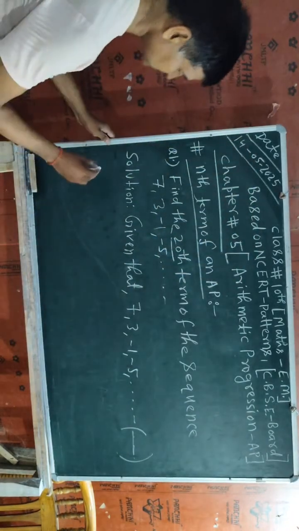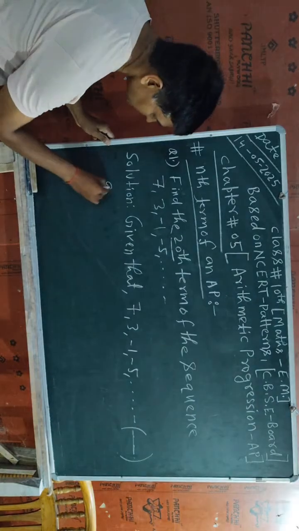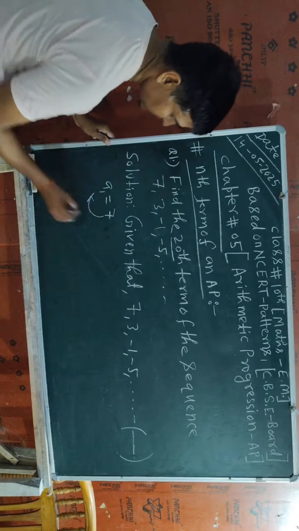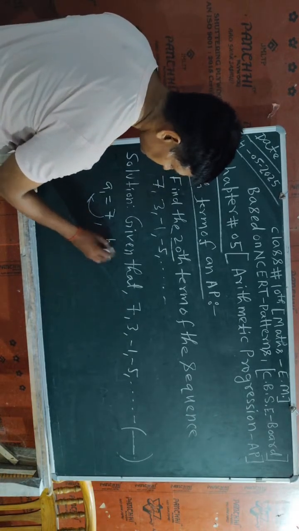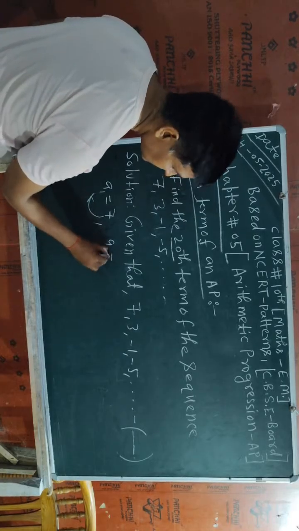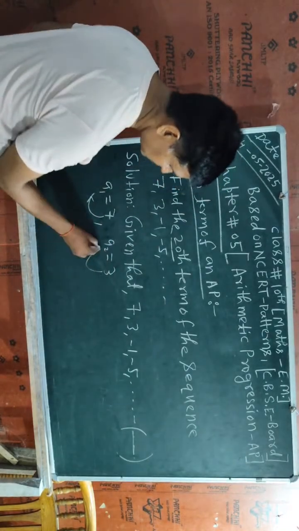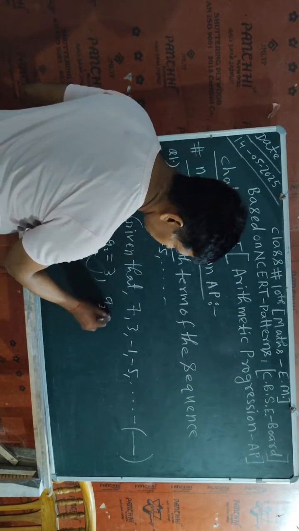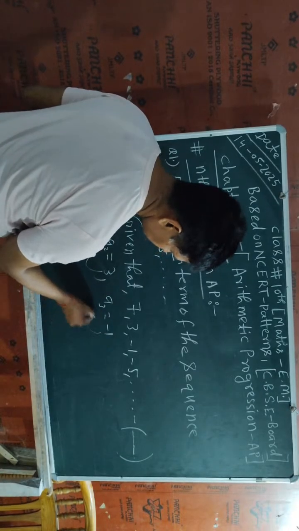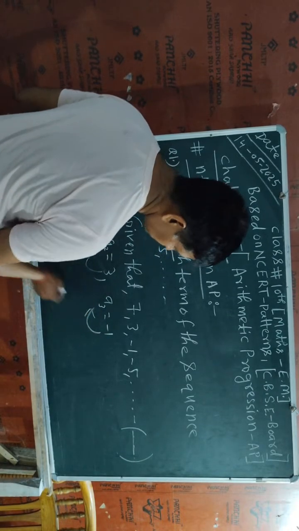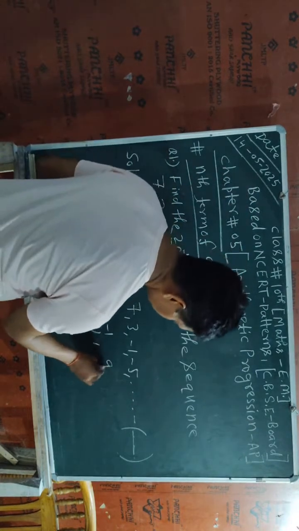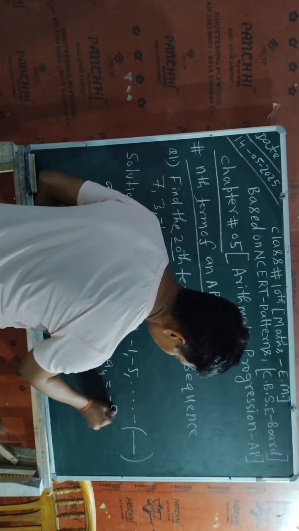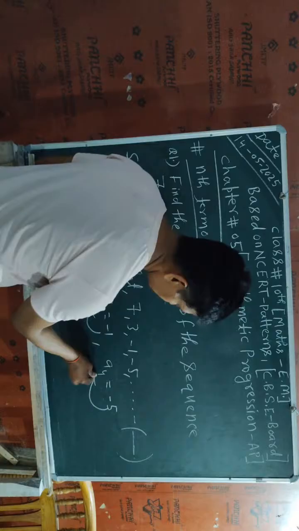Okay students, first of all I am going to assign these values. In a1 I will assign the value 7, and in a2 I will assign the value 3. Then I will write a3, and in a3 I will assign minus 1. Similarly, in a4 I will assign the value minus 5.